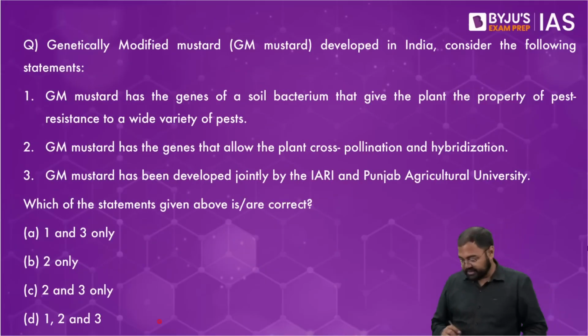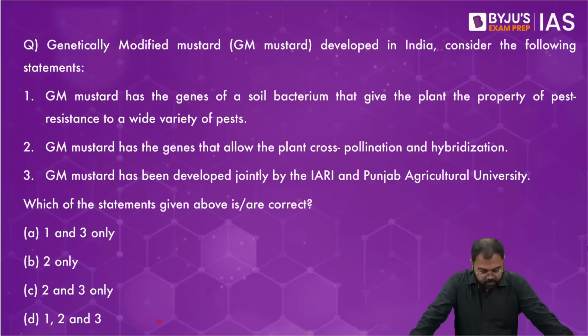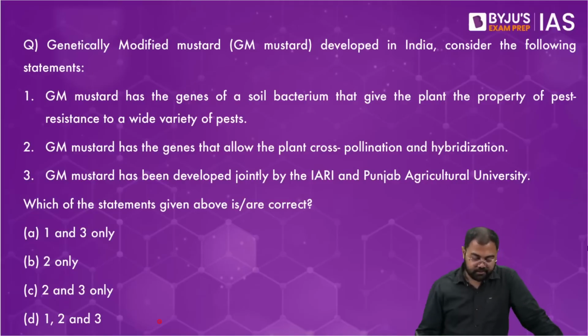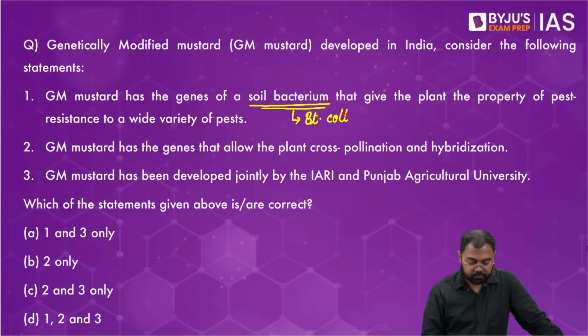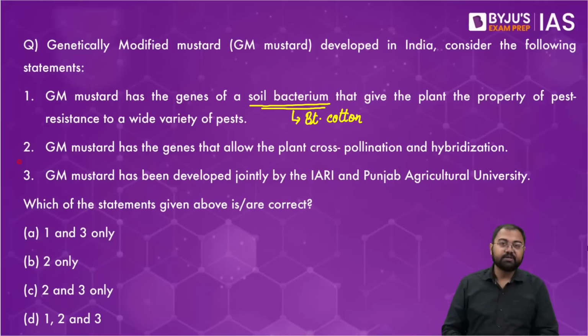This was asked in your 2019 paper, a very simple question actually, that gives the plant the property of pest resistance to a wide variety of pests. Now, this kind of pest resistance from a soil bacterium is more a property of Bt cotton. It is coming from Bt cotton, so this is not really about the hybrid variety of mustard that we are creating here, because there is no bacterial DNA being transferred to this DMH11.